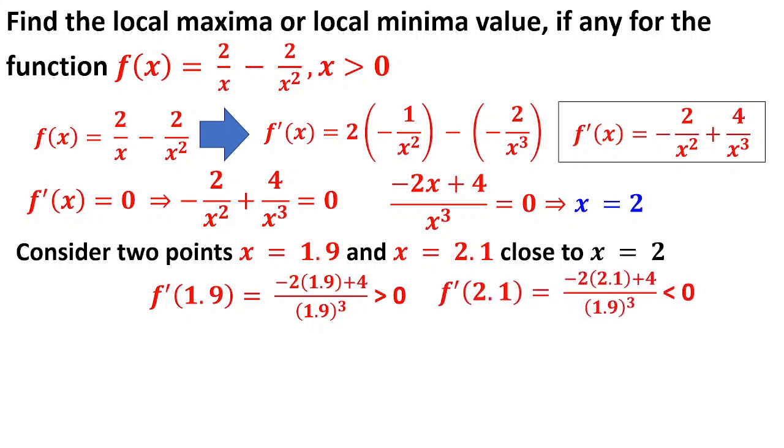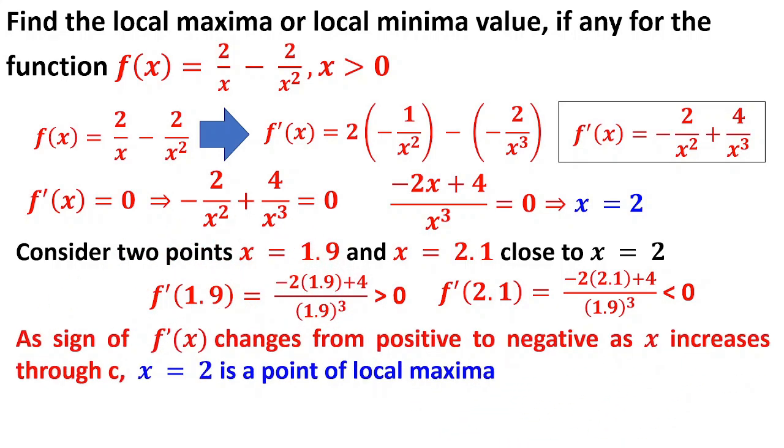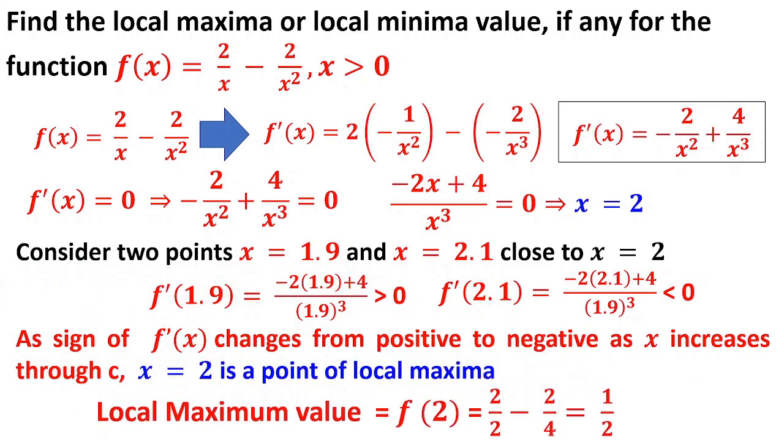When I take 2.1, 2 into 2.1 will be greater than 4, therefore it will be negative, but 2 into 1.9 is less than 4. Therefore it changes from positive to negative, so it is a point of local maxima. How to get the local maximum value? f of 2 is 1 by 2.